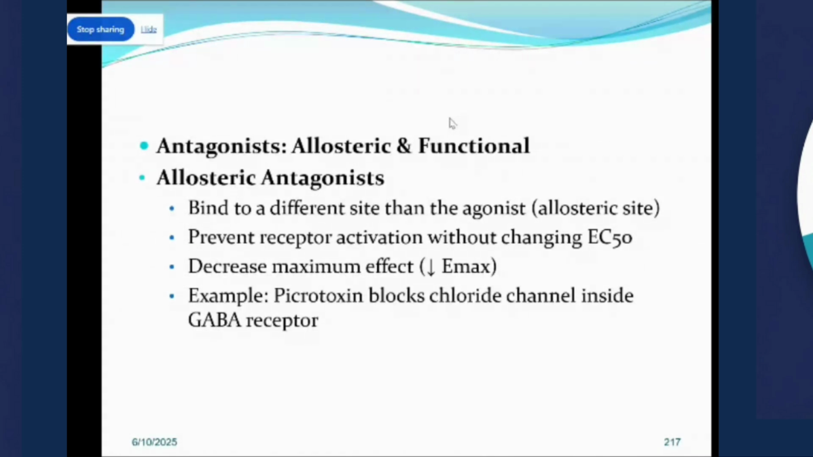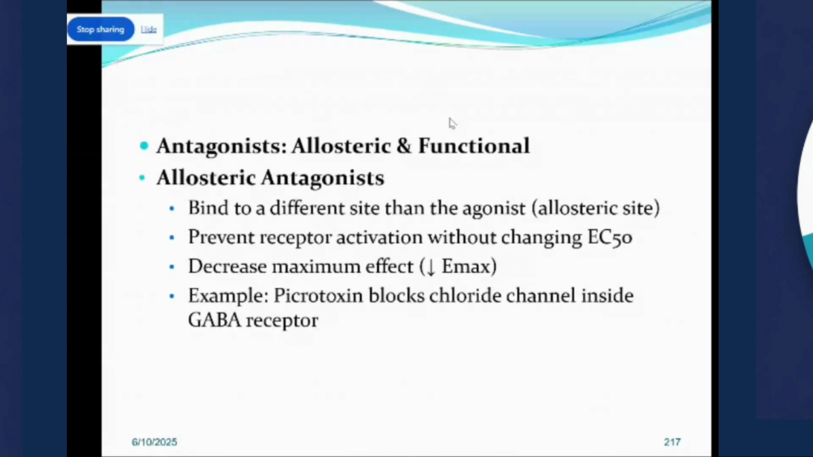They prevent receptor activation without changing the concentration producing 50% of the maximum effect. They also decrease the maximum effect, or the Emax, of the agonist. Okay. Example, picrotoxin blocks the chloride channel inside the GABA receptor. We remember we said that GABA opens up the chloride channels, leading to hyperpolarization of the cell. To block the GABA, we can give picrotoxin, which will block the chloride channels inside.